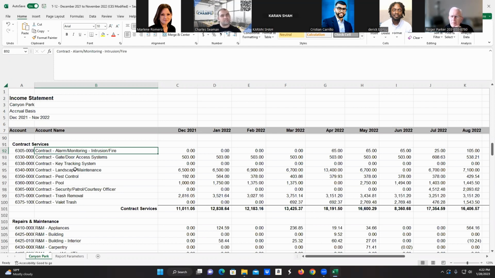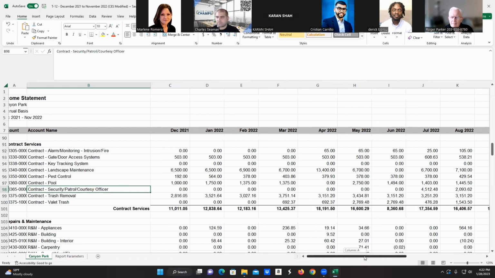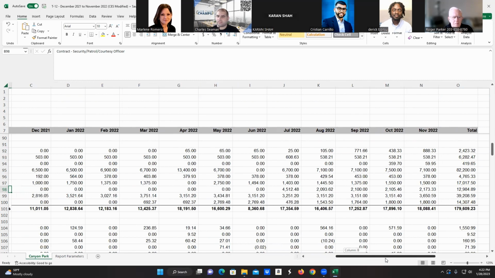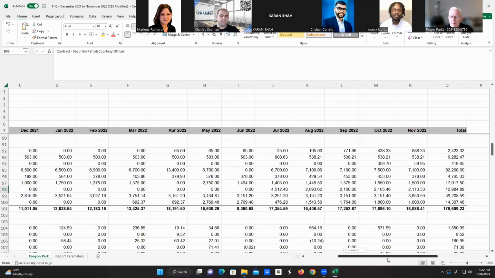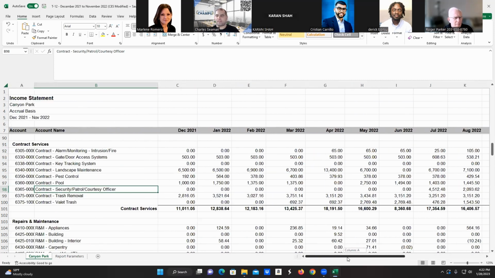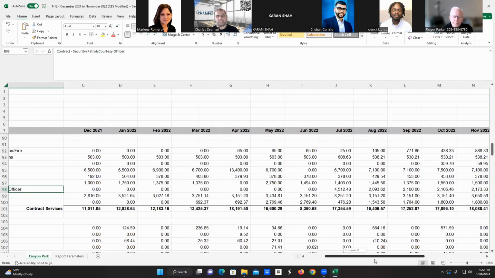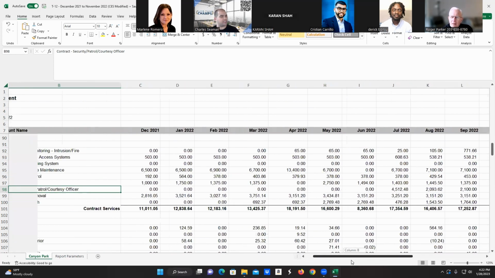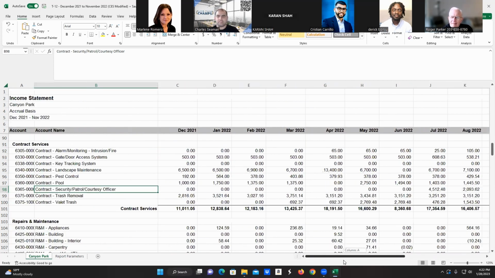Okay. So, line 98. This courtesy officer, there's no charges until July. So does that mean that he or she started... Okay, sorry, I couldn't see the rest of it. So it looks like there is some consistency from July. It's probably something they didn't have beforehand. But based on the consistency and the similarity in amounts month to month after that, I'd be okay with leaving that as a contract service. Thank you. I couldn't see the rest of the months.